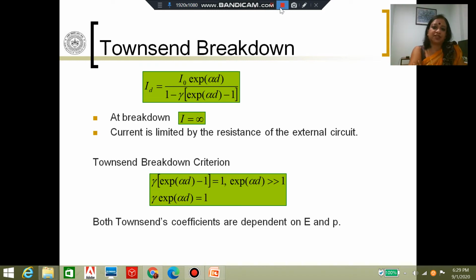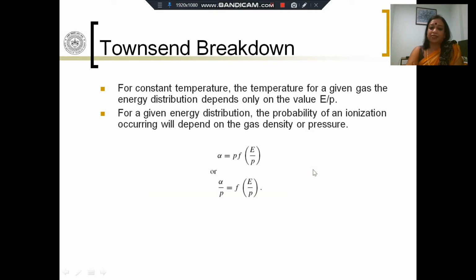So we have seen that the Townsend's breakdown criteria is given by this condition: gamma e to the power alpha t is equal to 1. Alpha and gamma, these Townsend's two coefficients, are both dependent on the external electric field E and the pressure of the gas. If the temperature is constant, then the energy distribution will depend only on the value of E by P. And for a particular energy distribution, the probability of an ionization will depend upon the gas density, or rather the pressure. So I can write this relation as alpha by P is a function of E by P.